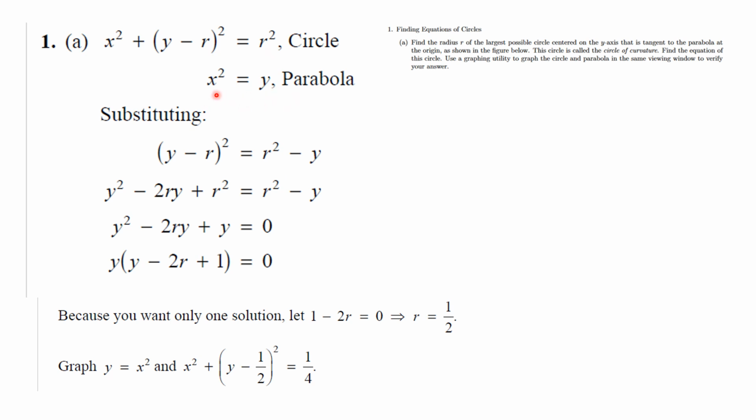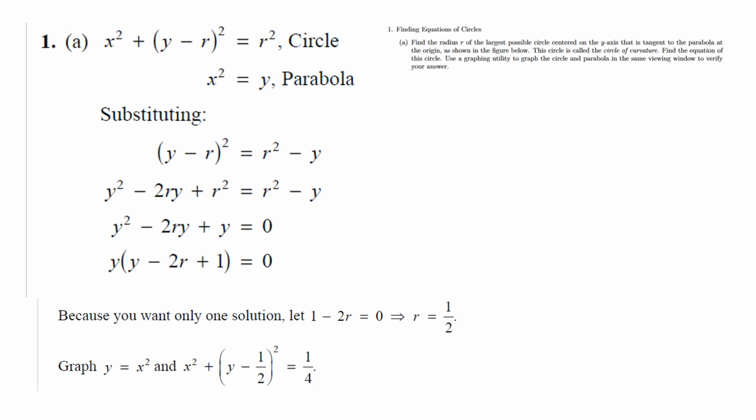So you see, we can substitute for x squared y, and if we do that and move things to the other side, we have y minus r whole squared is equal to r squared minus y. Now when we expand things, we get this expression. We get y squared minus 2ry plus r squared. The r squareds will cancel out, and we can do factoring on this, and we get that y is equal to 2r plus 1. And so if we let 1 minus 2r equals 0, then we find that r is 1/2. And so that means the r that we had up here was 1/2.